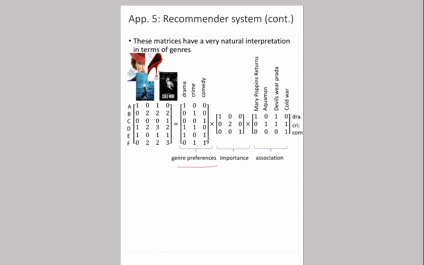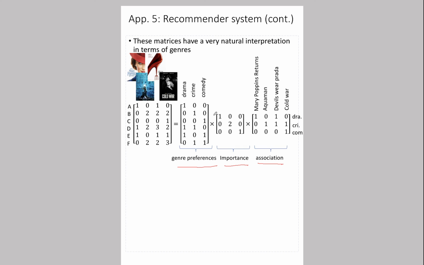The first matrix connects users and genres. We call this matrix users preference matrix. The third matrix associates movies with genres. Some movies have a few genres assigned to them. Finally, the middle matrix represents importance of every latent factor, genres in our example.